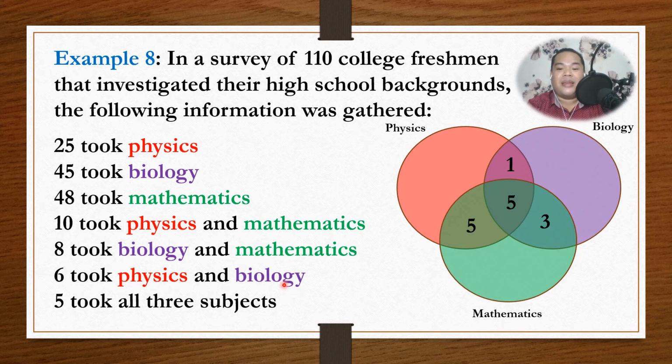Next is 48 took mathematics. So for the green circle, we already have 5, 5, and 3, which means we have 35 students left. Next is 45 for biology, but we already have 3, 5, and 3. The remaining students are 34. Next, there are 25 took physics. 5, 5, and 3 is already there. Therefore, 14 students. So that's how we illustrate the given using a Venn diagram.